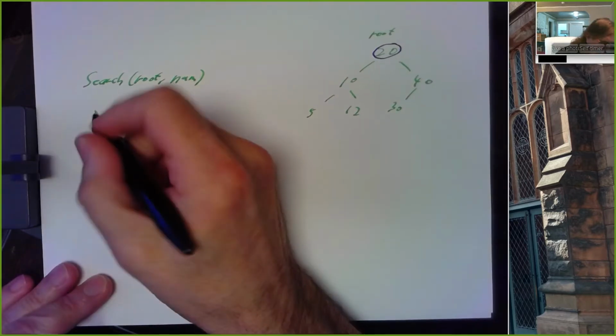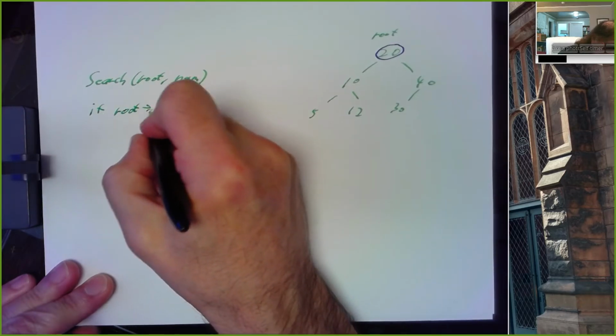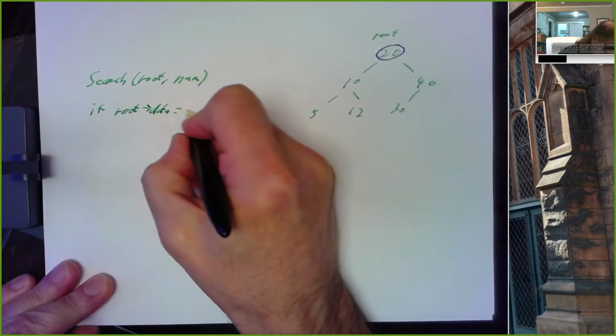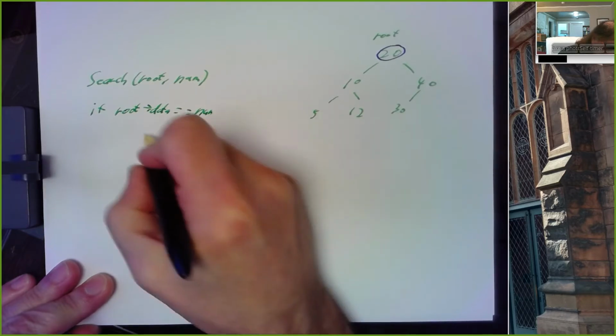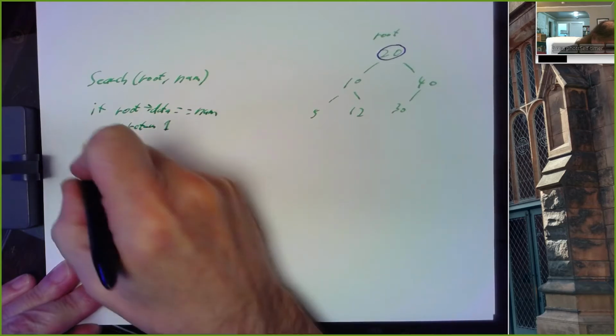So I could say something like, if root data equals my number, return 1.